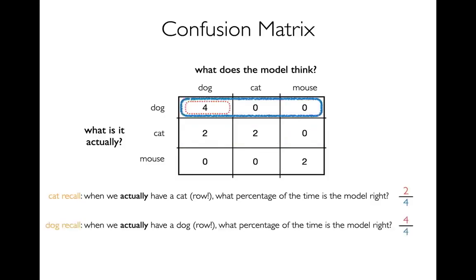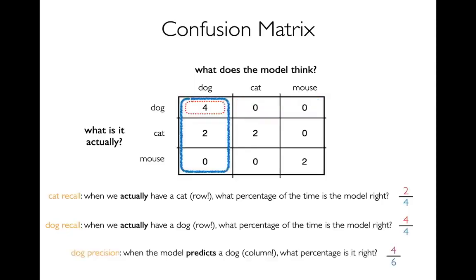If I'm looking at dog recall, when we actually have a dog, what percentage of the time is the model right? I'm just looking at that top dog row, and I'm dividing dog by the sum of everything else. And in this case, we always get it right when we see a dog, so 4 over 4, 100% dog recall.